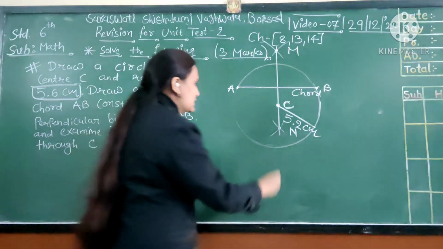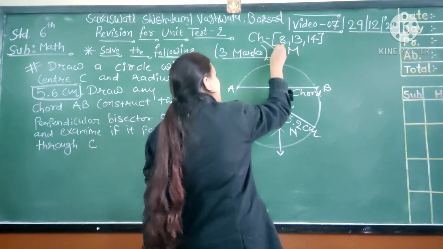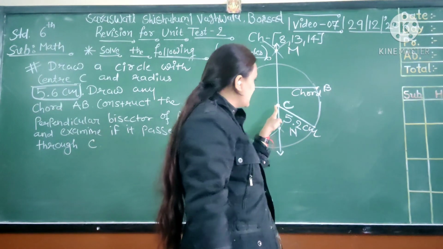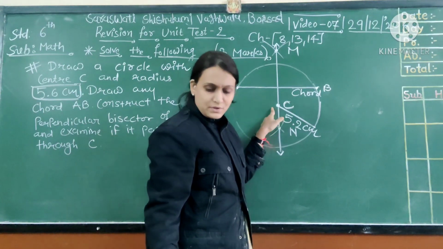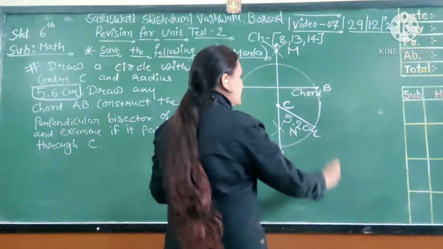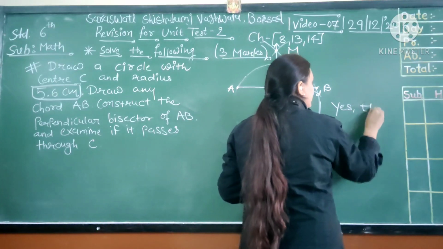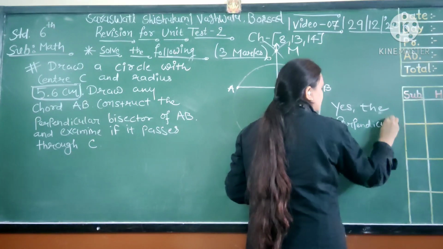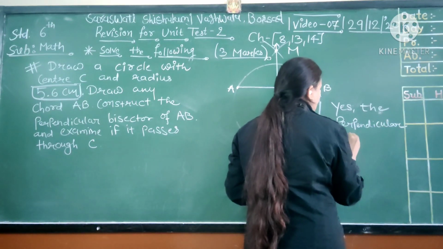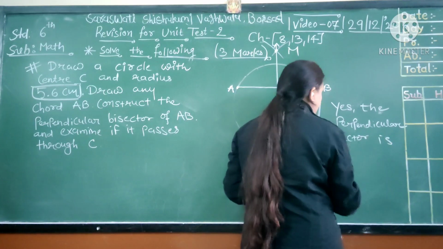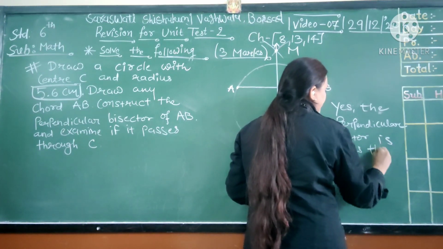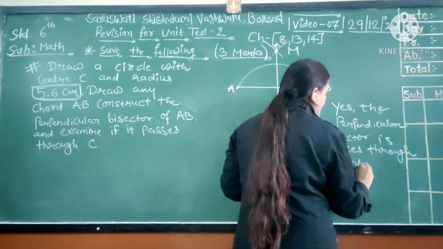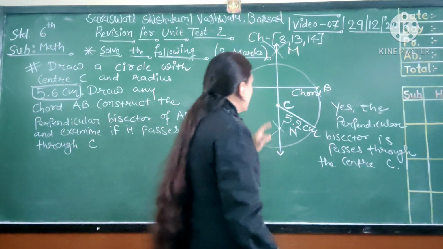So now you can see whether the perpendicular bisector passes through the center or not. Here you can see the perpendicular bisector exactly touches the center C. Okay. So the answer will be that yes, the perpendicular bisector passes through the center C. Here, so this way you can draw.